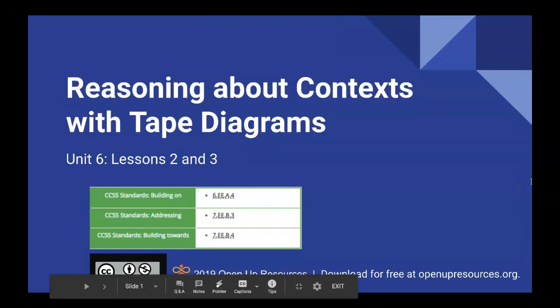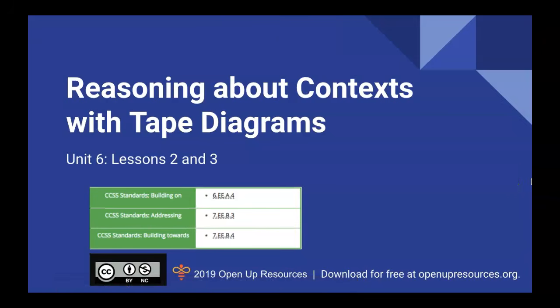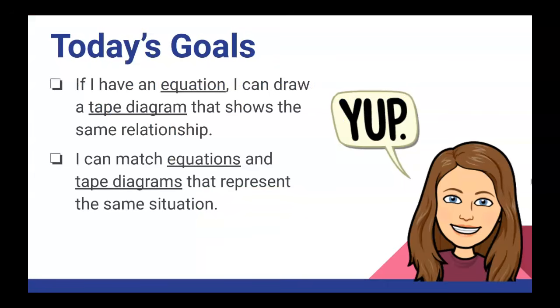Right, this video is going to go over Unit 6 Lessons 2 and 3, where we're reasoning about context with tape diagrams. So today we're trying to do two things. We're trying to go from a tape diagram to an equation, and also go from an equation to a tape diagram and try to model our relationships both ways.